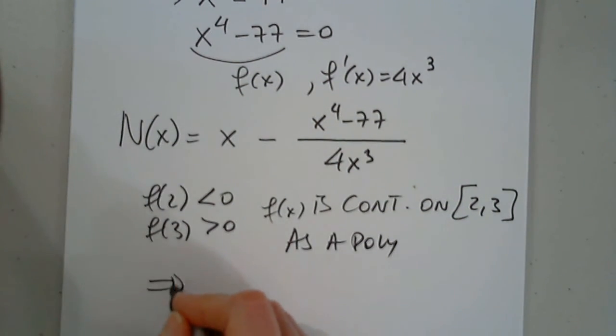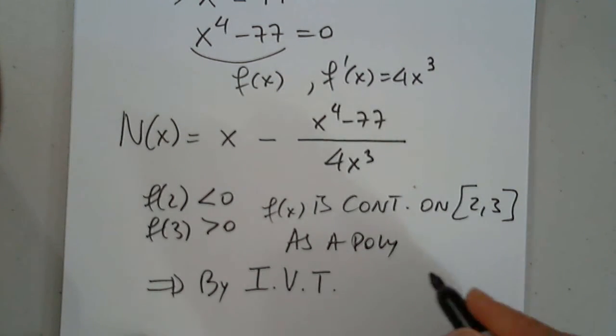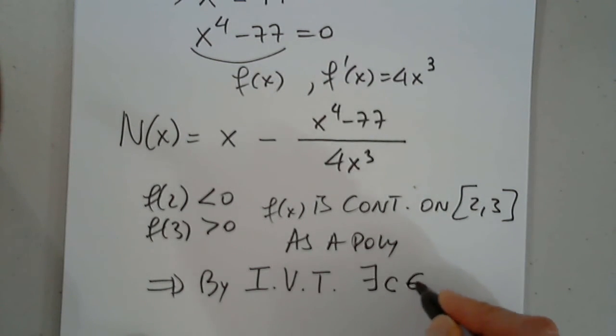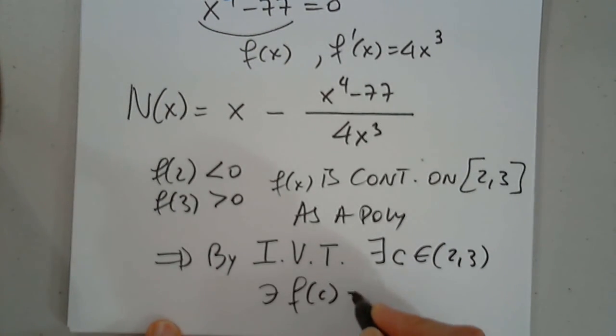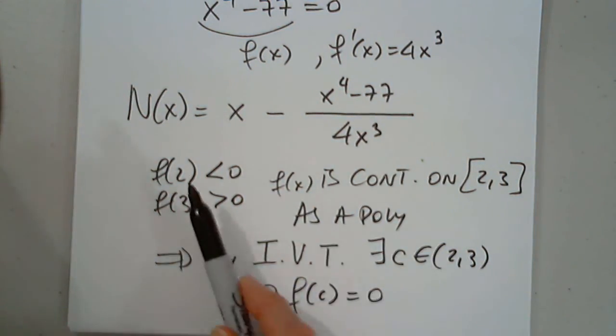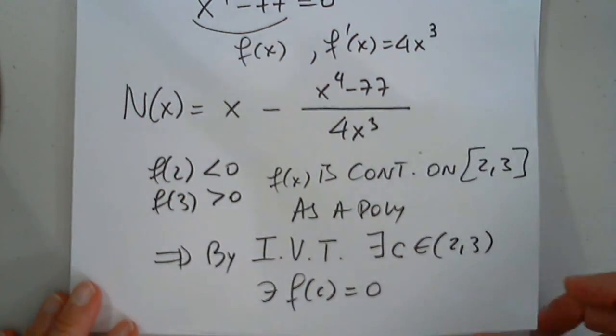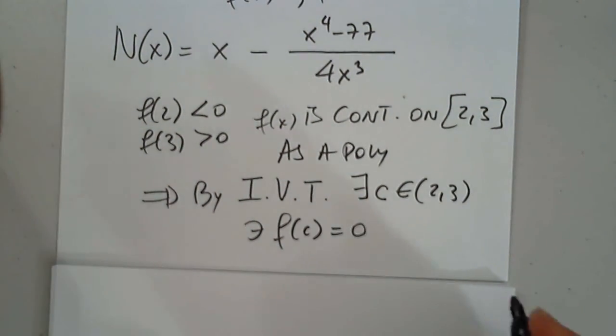Then, by the intermediate value theorem, there exists a c in the interval (2, 3) such that f of c is 0. So I justified all my work. I justified why I start where I start. So where do you want to start? Do you want to start with 2, or you want to start with 3, or you want to start with 2.5, whatever?